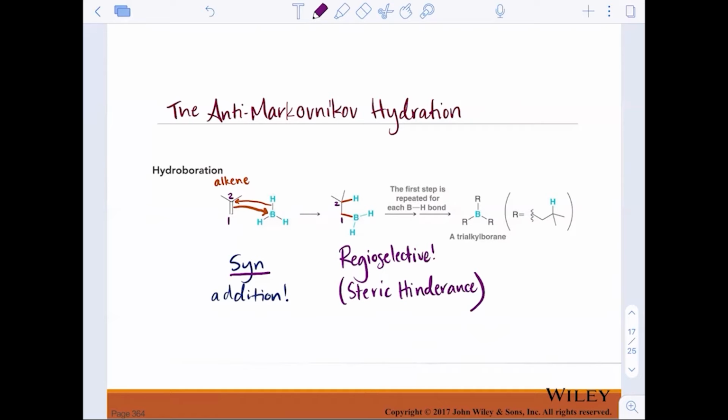And so when we're looking at that first step, this is the most important one for you to know. What happens after that is that each of these other BH bonds are going to react in the exact same way to pick up another organic molecule. Notice that this R group here is the exact same alkene that would react to make a trialkyl borane.